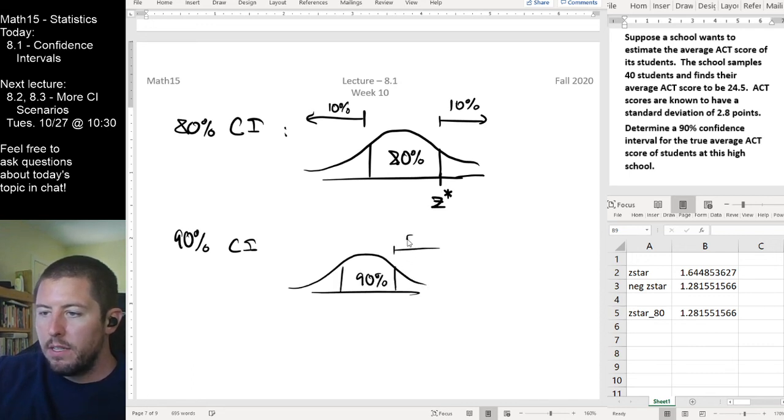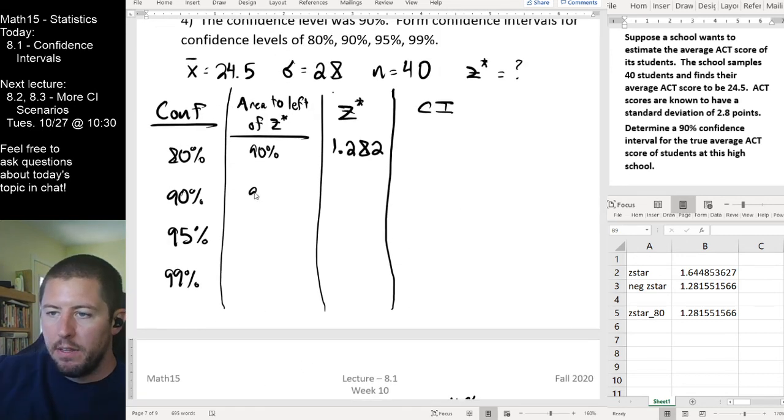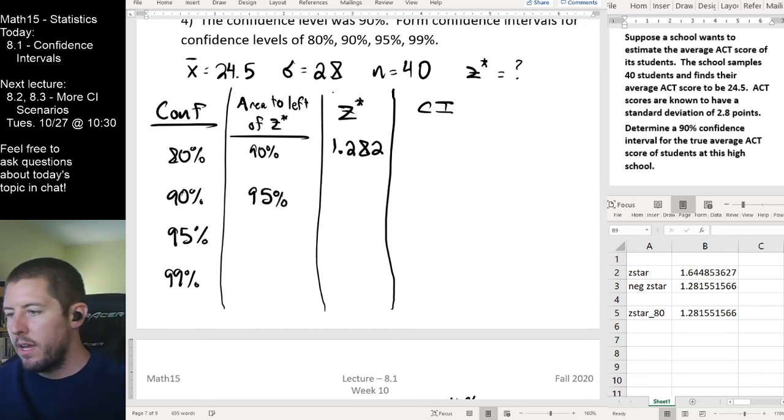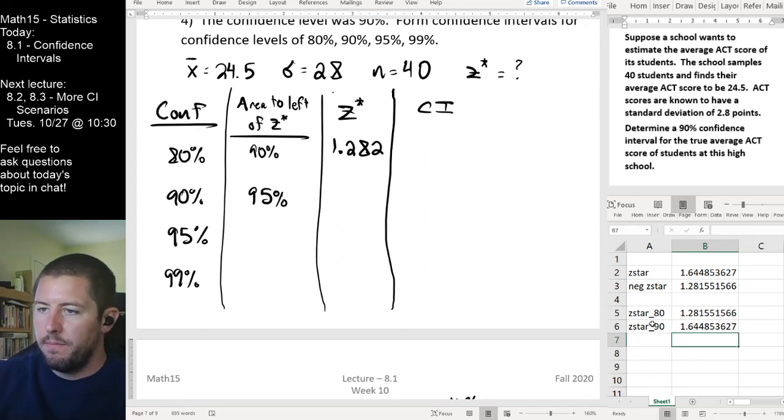That gives me 5% in either tail. My z-star value is always going to be my upper bound of that middle chunk right there. And so here we can see that 95% of the area is to the left of z-star. So I can come on over here now and say my z-star for a 90% confidence interval should be norm.inv, probability 0.95. That's how much area is to the left, 0 and 1. This is the one we already did, by the way. That's our 1.645.